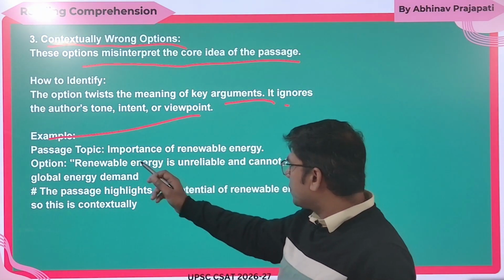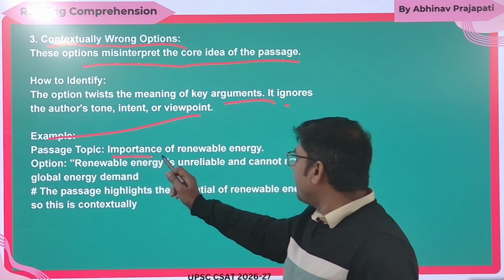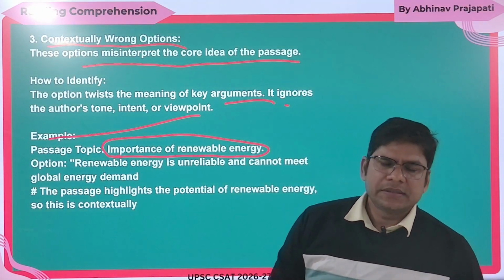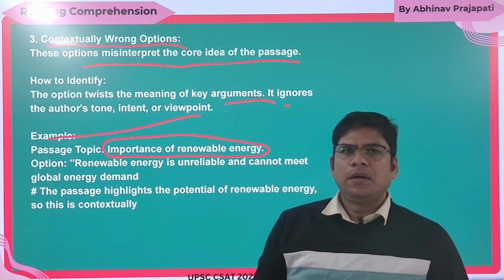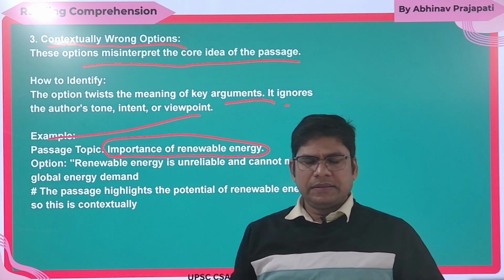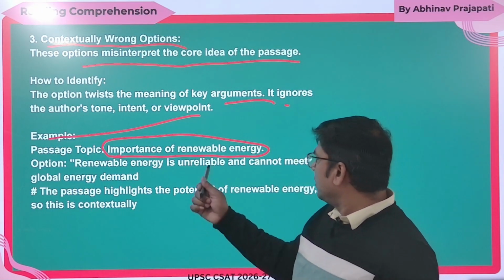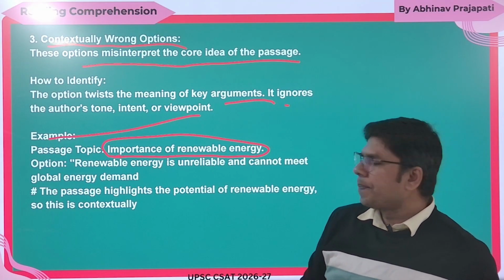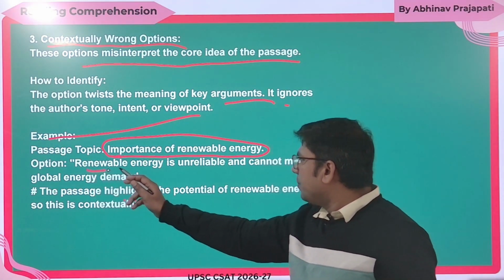Like if you see a passage on the importance of renewable energy, how many importances are there for renewable energy? The author might have discussed each and every one of them. But here the option says renewable energy is unreliable.